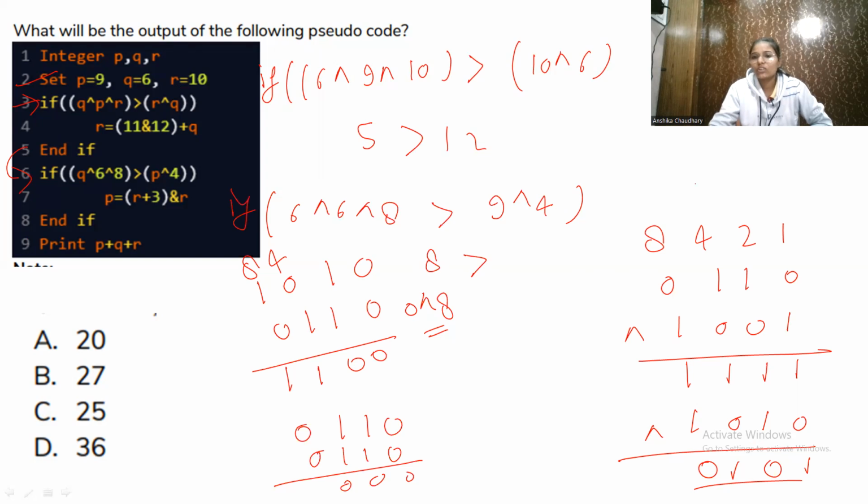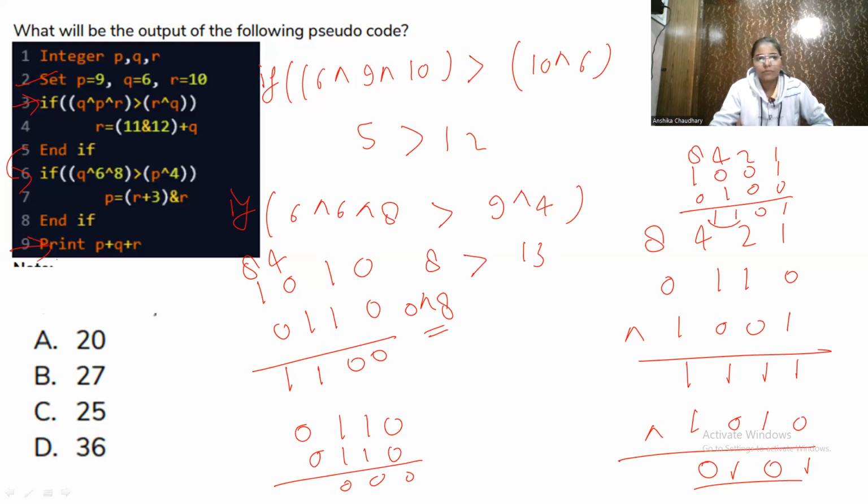So what is the binary code of 9? It is 1001 and 4 is 0100. Now let's take the XOR operation of this. So 1001 and 0100 give 1101. So what will it become? 8, 4, 2, 1. So 8 plus 4 is 12, and 1 is 13. So it will become 13, right? So 8 is greater than 13. So the condition is false again.